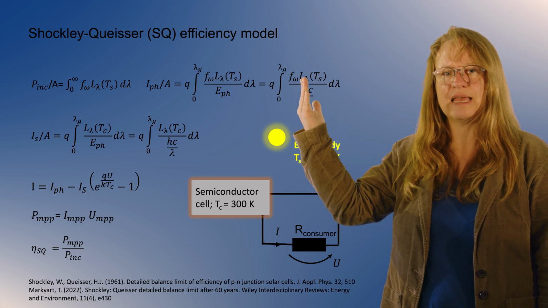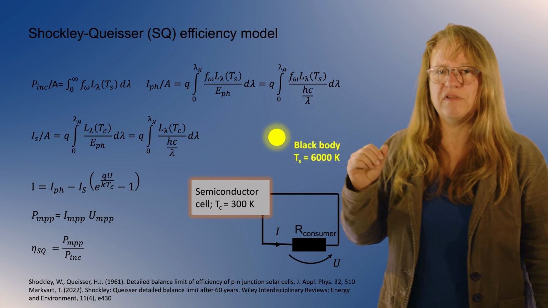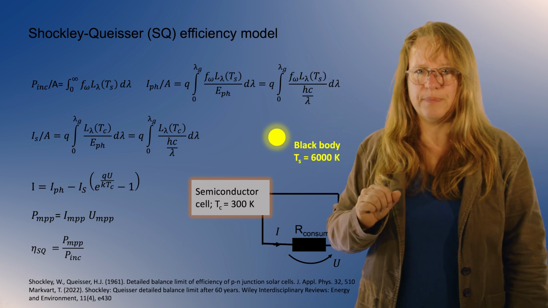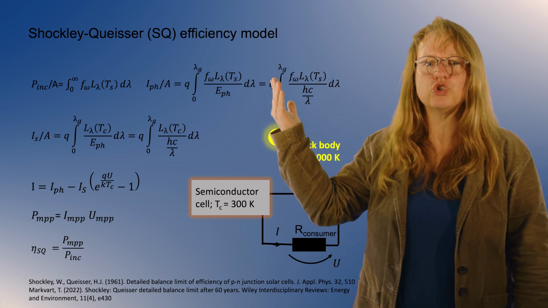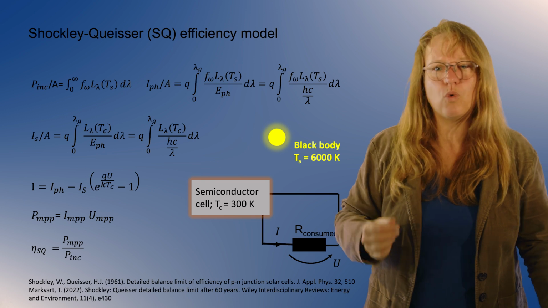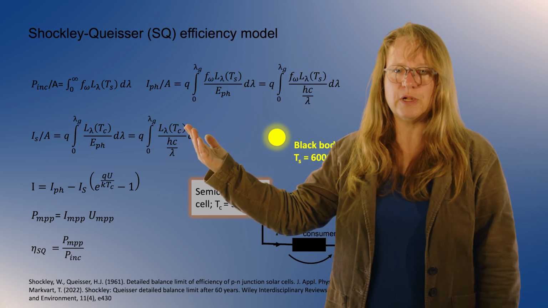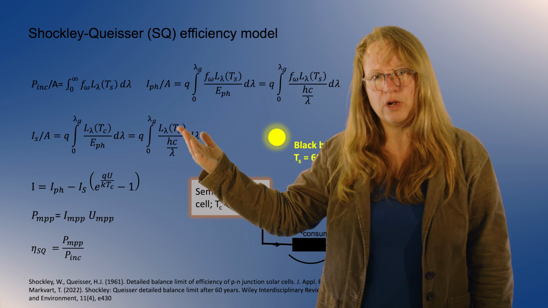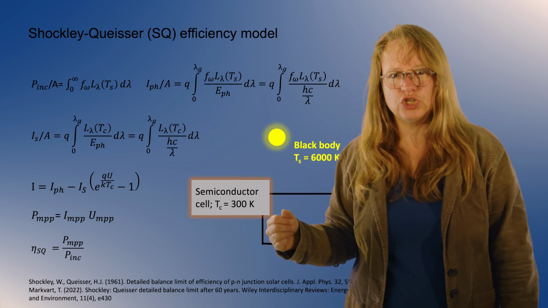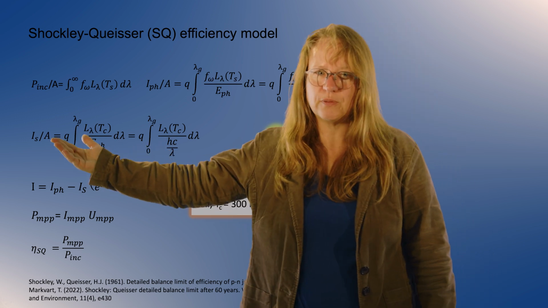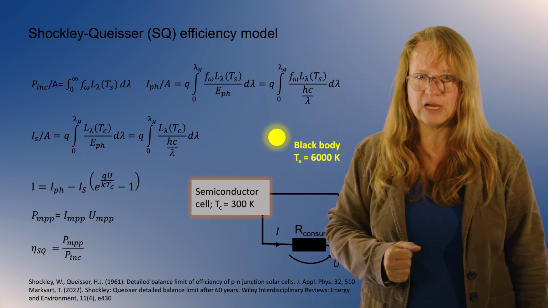So instead of using F omega times L of lambda, the black body radiation spectrum at the temperature of the sun, we could also plug in here the AM 1.5 global tilt spectrum, for example. Still, here we will use the thermal black body radiation of our solar cell. Okay, so then from this equation we have calculated the saturation current.